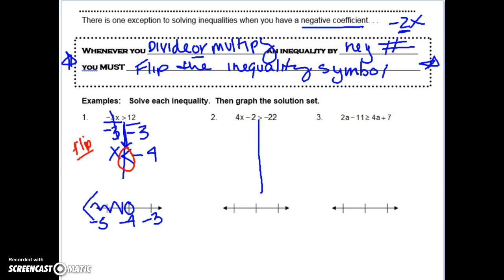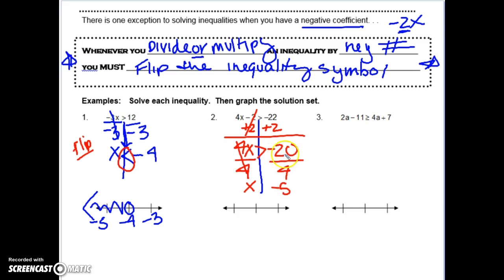So this one here, I'm going to add 2 on both sides. So I'm left with 4x is greater than -20. So let's think, do I have to flip here? Nope, I just added 2 on both sides. So no flipping necessary. Keep it as greater than. My next step, to get x alone, I'm going to divide by 4. So if I divide both sides by 4, I have x and then -5.